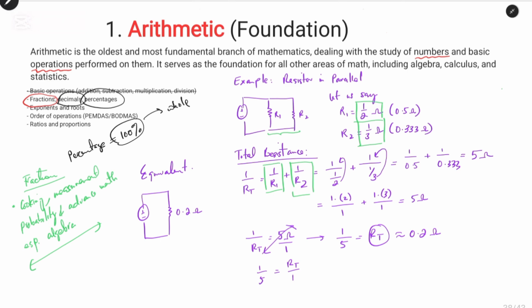So by looking at the relationship, this represents the fraction and this represents the decimal component of the number. And in that case, this one represents the fraction, while 0.2 represents the decimal. Let us look at another example to summarize this section.